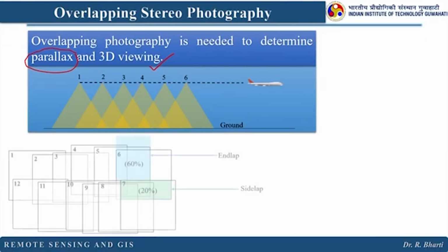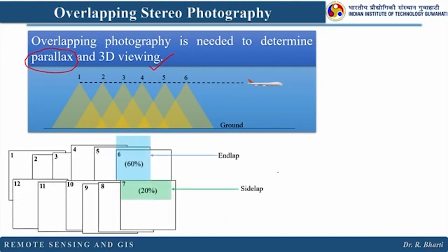So if you want to generate a 3D map of an area or of an object, then we need to capture all the sides including top, then only you can generate the 3D images. Or it can also help you to study the parallax. And what do you mean by parallax? That we will see. This is the same example I have put here.